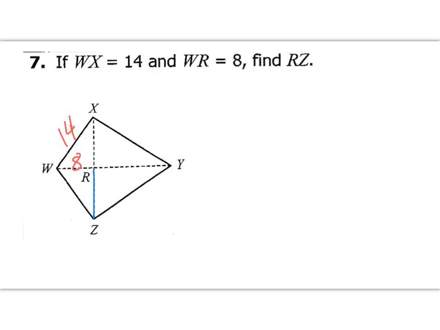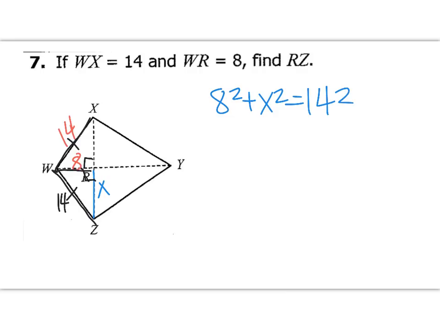First things first, we know that these diagonals are perpendicular, so that's a right angle. We also know that if this side is 14, this side also has to be 14 because these sides are congruent if this is a kite. So this is a right angle as well, and if we're looking for RZ, let's call it x, we can use the Pythagorean theorem to find it. So we want to say 8 squared plus x squared equals 14 squared. And that's going to help us find RZ.